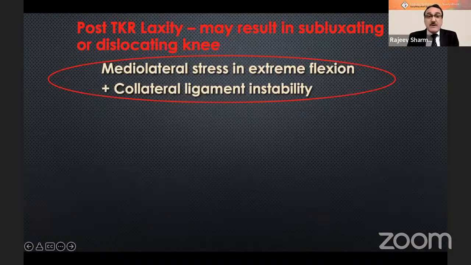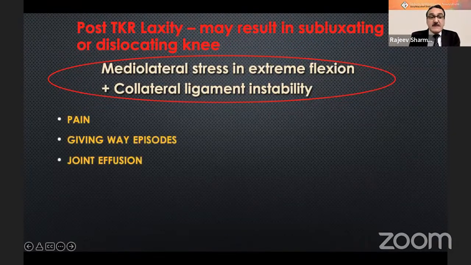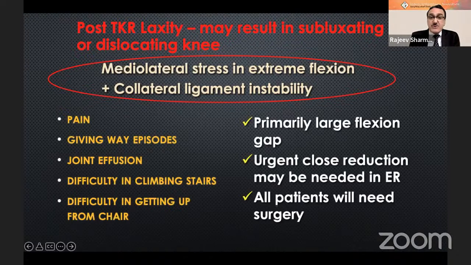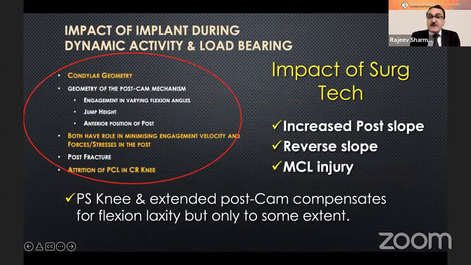How does it happen? Mediolateral stress in extreme flexion coupled with collateral ligament instability will result in pain, giving way episodes, and joint effusion. Usually the reason is primarily a large flexion gap or an unstable MCL or unstable LCL. The impact of the implant during dynamic activities and load bearing is very important to understand in this situation. Condylar geometry also gives some kind of stability. Geometry of the post-cam mechanism is very important.